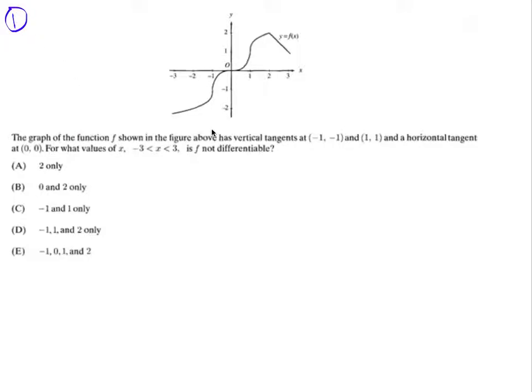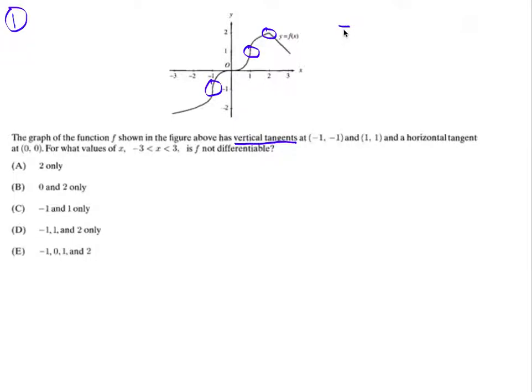We have this graph here, and it tells us that it has vertical tangents already, at -1, -1, so right here, and at 1, 1, right here. It also tells us nothing else, it's just asking where is f not differentiable. So notice that also right here we have a sharp corner. Sharp corners are not differentiable. What are the 4 things that make a function not differentiable?